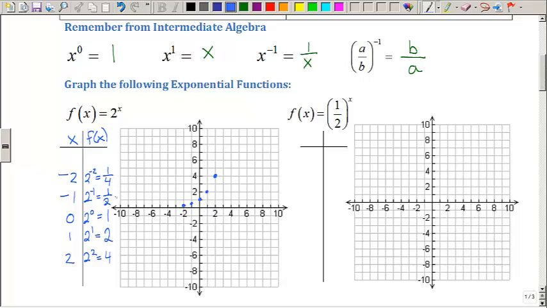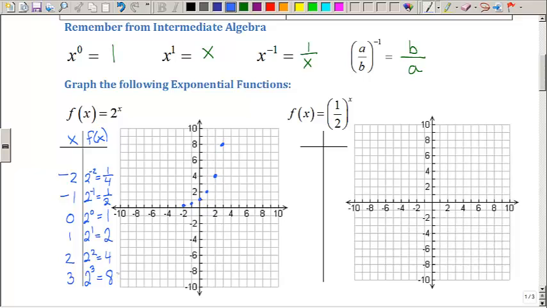1/4 doubled is 1/2. 1/2 doubled is 1. 1 doubled is 2. 2 doubled is 4. So I'm going to guess that my next value would be 8. Let's check it. Is 2 to the 3 equal to 8? Yeah, it does. So I can go ahead and add that here.